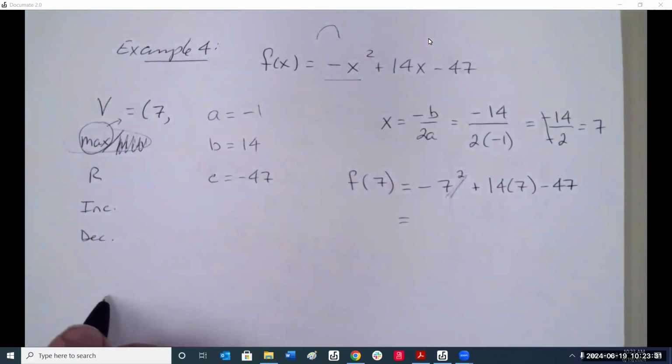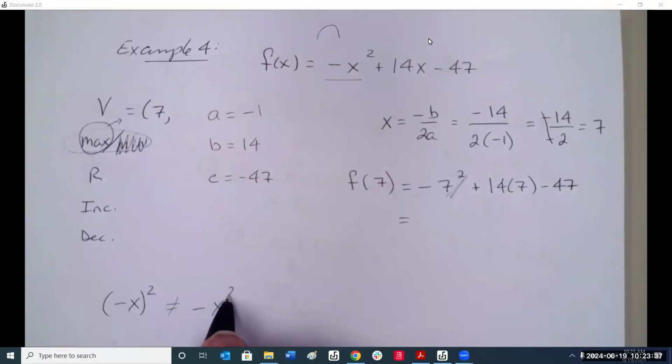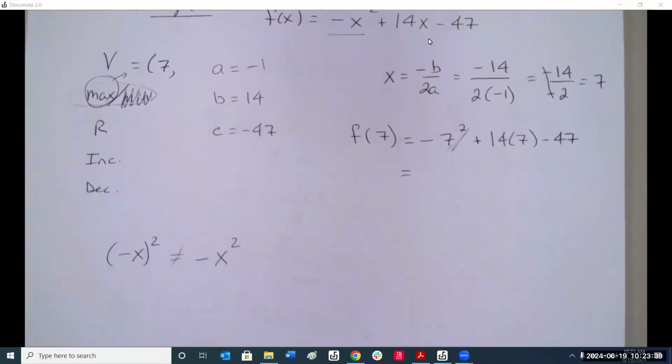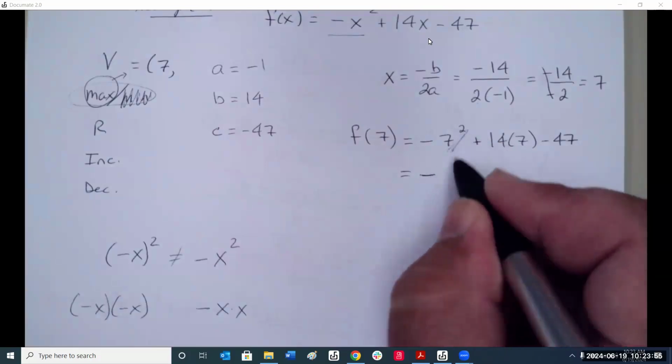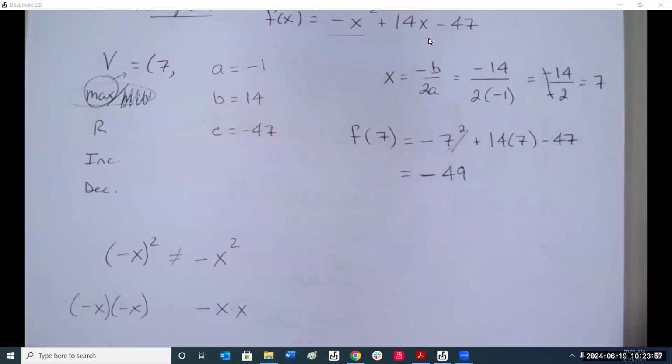There's a difference between this and this. This one is negative x times negative x. This one is negative x times x. You were right the first time, but you changed your mind. The negative stays out in front. 7 squared is 49.